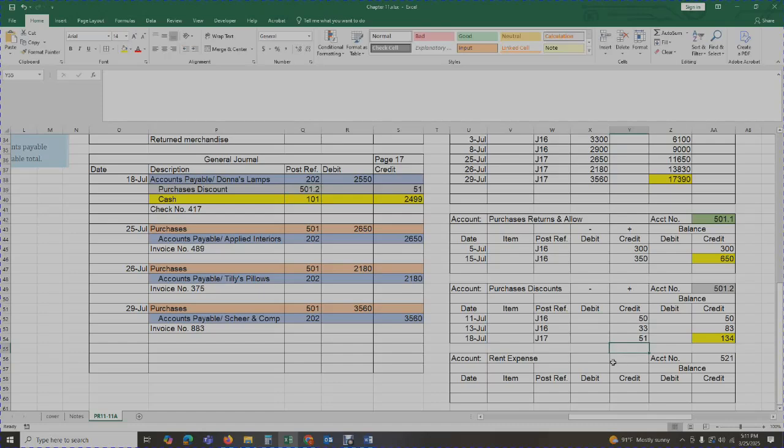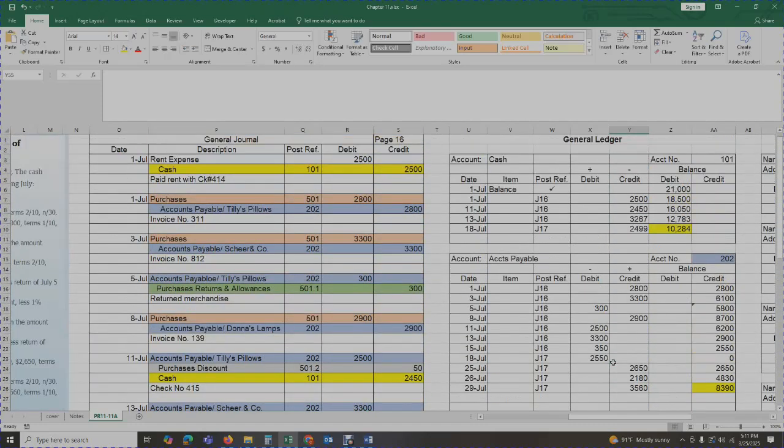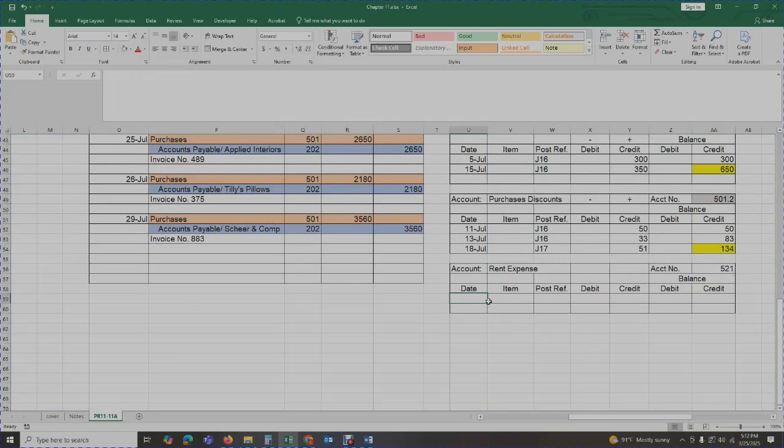So last but not least, we've got our rent expense. We only had one item for the rent expense, which was at the very top. So let's do our rent expense on July the 1st. This is on journal 16. Rent expense is an expense account. It's for $2,500. Debits increase it, credits decrease it for expense accounts.